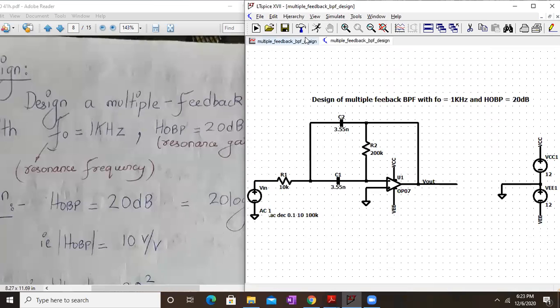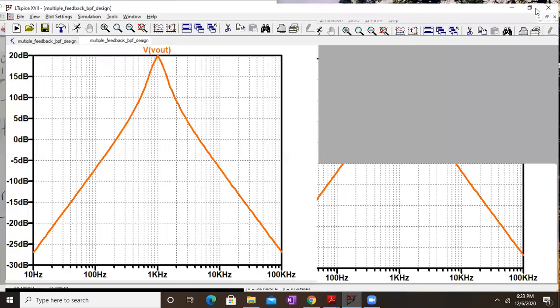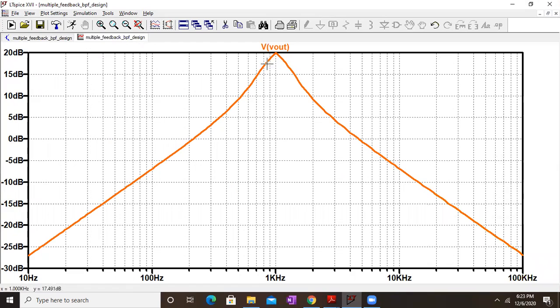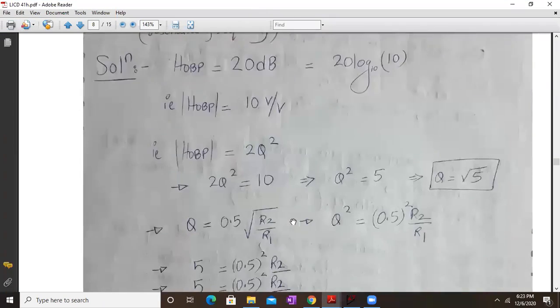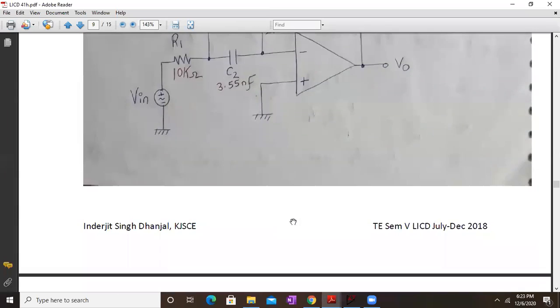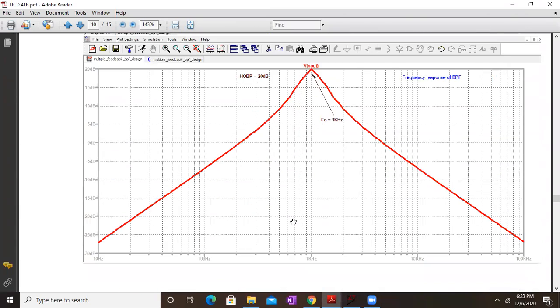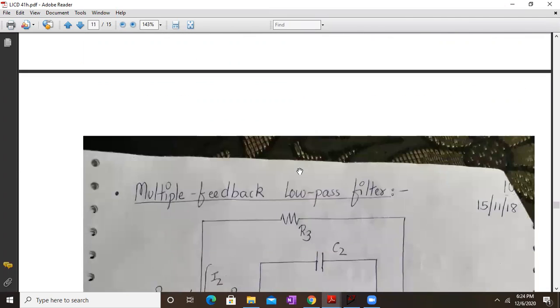So this is how this circuit will function as a bandpass filter. It will pass a narrow band of frequencies, maybe close to around 1K or so, and then it rejects all the other frequencies. So this is my pass band, and below the cutoff frequency and above the cutoff frequency, we have the stop band. It is basically a narrow bandpass filter. Okay, so I think we have completed this design. F naught is 1 kilohertz and H0BP is 20 dB over here, as we have discussed.